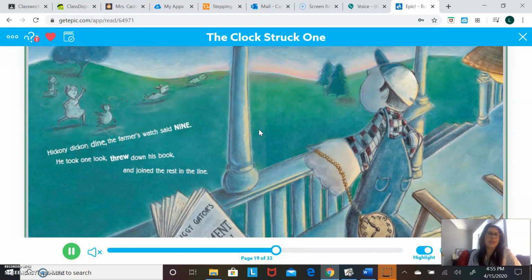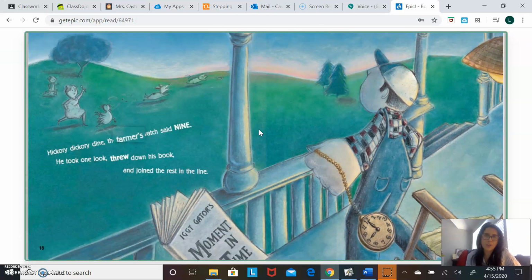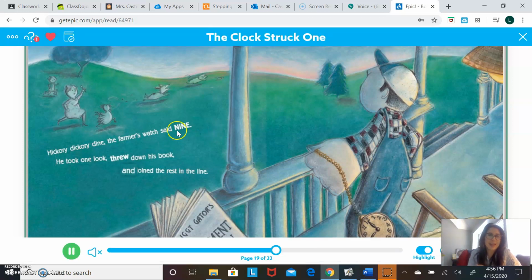Hickory dickory dine, the farmer's watch said 9. He took one look, threw down his book, and joined the rest in the line. See, dine, 9, line.